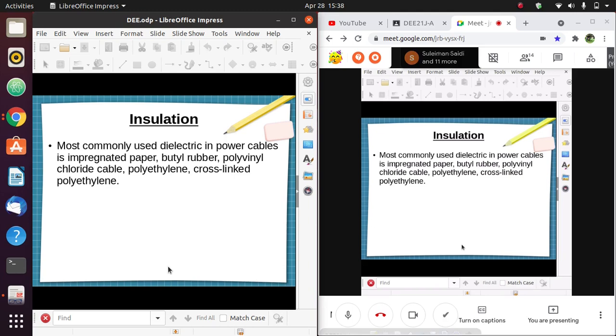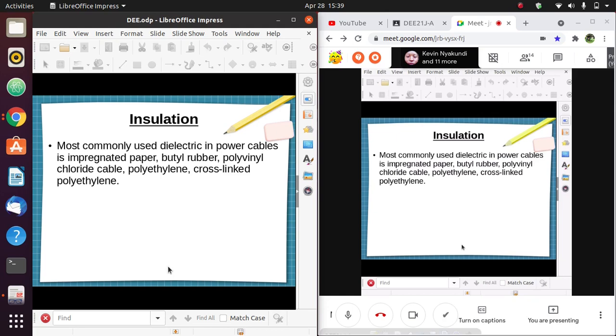We have rubber, we have PVC, polyvinyl chloride cable. This is the major PVC. Do you have an idea what PVC is? Yes. Yeah. Then we have polythene types of insulation. So there's so many types of insulation depending on the place where you're doing your installation.